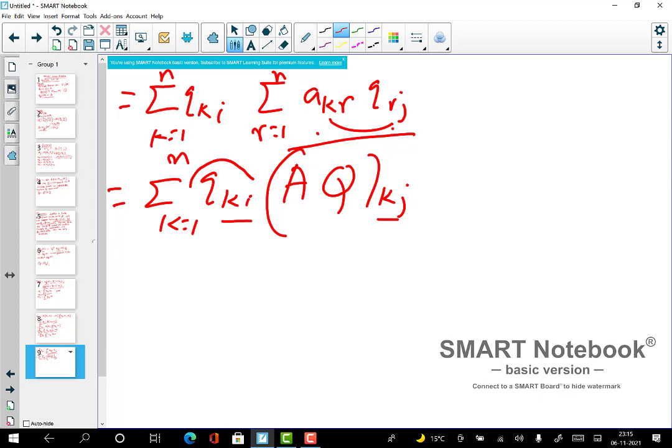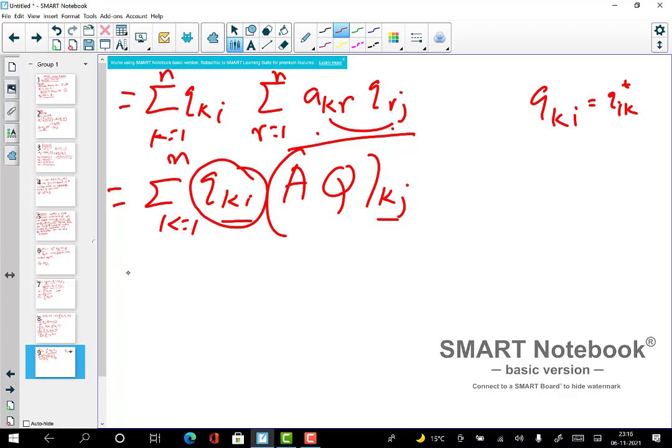So if QKI is given, which is actually the kth row and ith column entry of the matrix Q, right? Then I can take this as actually the ikth element of the transpose matrix, right? Because for the transpose, Qik is nothing but the QIK of the transpose element, right?